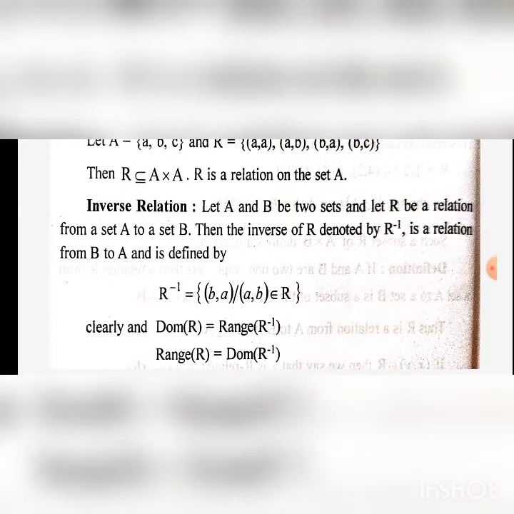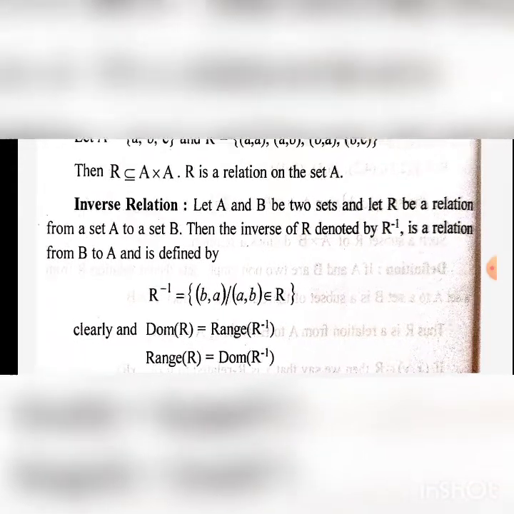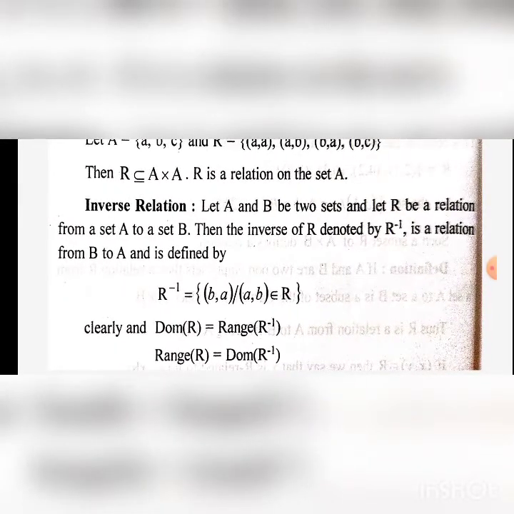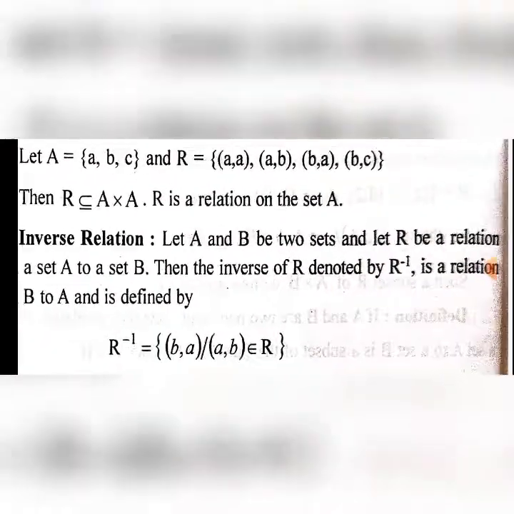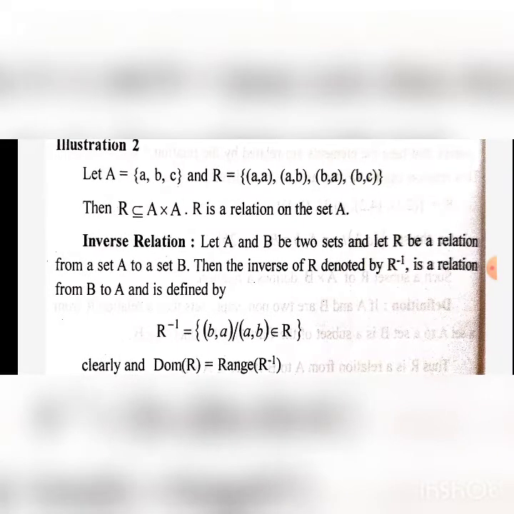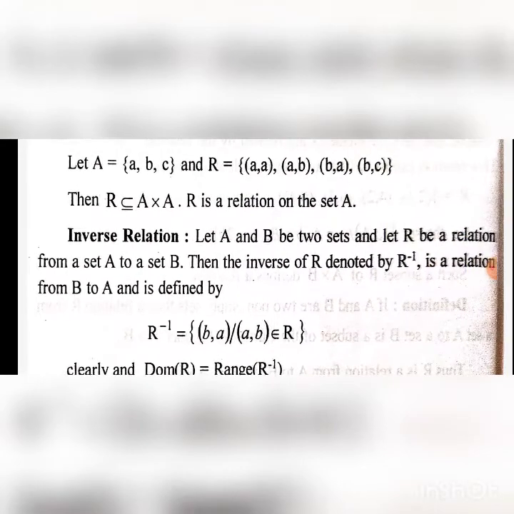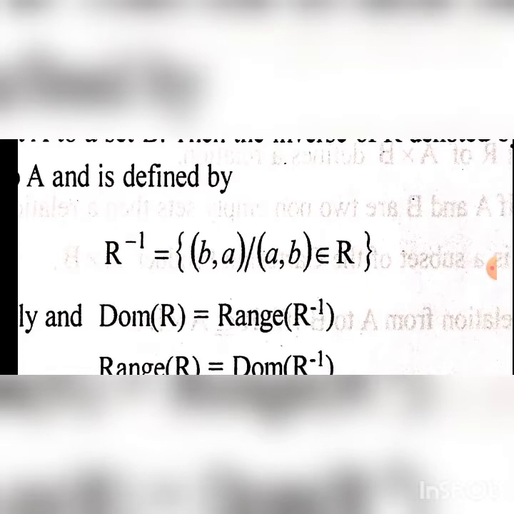So the next point is inverse relation. Let A and B be two sets and let R be a relation from set A to set B. Then the inverse of R is denoted by R inverse, R raised to minus 1, that is, R inverse is a relation from B to A. You can see here R is a relation from A to B, then R inverse is a relation from B to A. We only have to reverse the sets, and it is defined by R inverse equals the set of (b, a) such that (a, b) belongs to R.